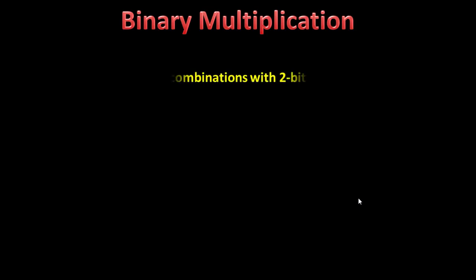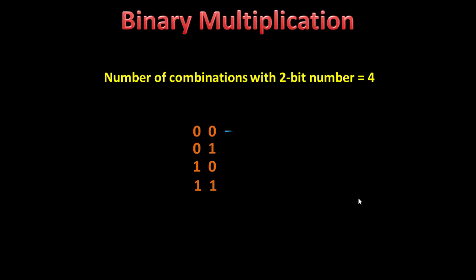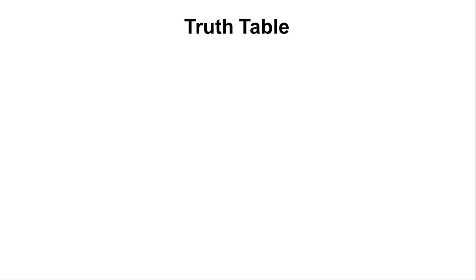With a 2-bit number we can have four combinations: 00, 01, 10, 11. So 00 is actually 0, 01 is 1, 10 is 2, 11 is 3. Now let us see the truth table of the comparator and then we'll go for the design part. First let us see the truth table.